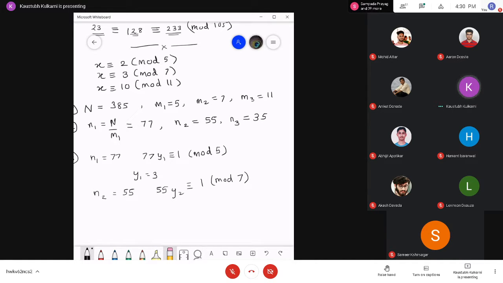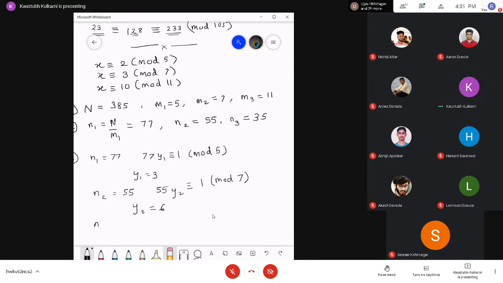This is a little bit tricky. In the exam or tutorial, you may need to use the extended Euclidean algorithm to solve this, or otherwise you will have to do trial and error. So 51 into 1 mod 7, 55 into 2 mod 7. Yes, 6 is the correct answer. y2 is equal to 6.